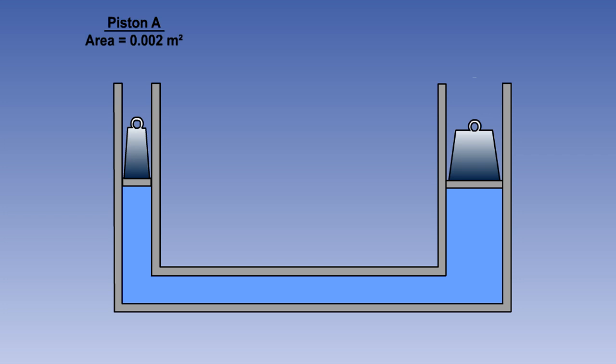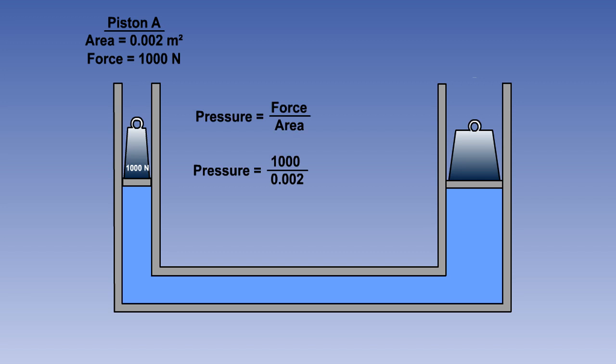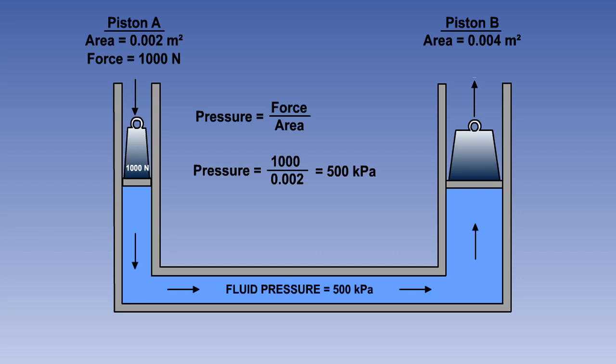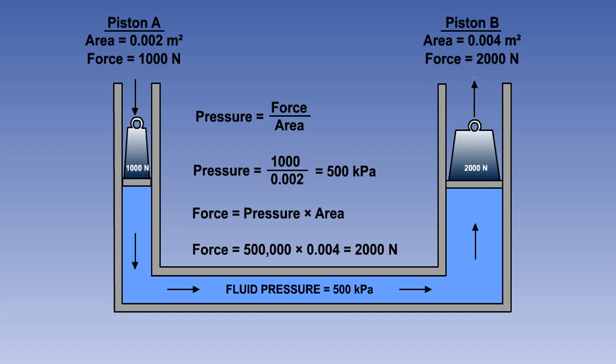In our example, piston A has an area of 0.002 square meters, and we are applying a force of 1000 newtons to it. We know that pressure equals force divided by area, so this will produce a pressure of 1000 divided by 0.002, which equals 500,000 pascals, or 500 kilopascals. According to Pascal, this pressure will be felt throughout the whole system. Piston B has an area of 0.004 square meters. It will therefore be able to support a force of 500,000 multiplied by 0.004, which is 2000 newtons.